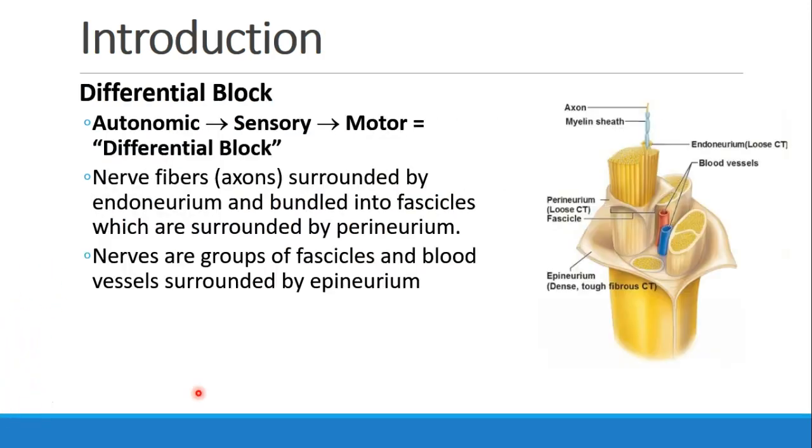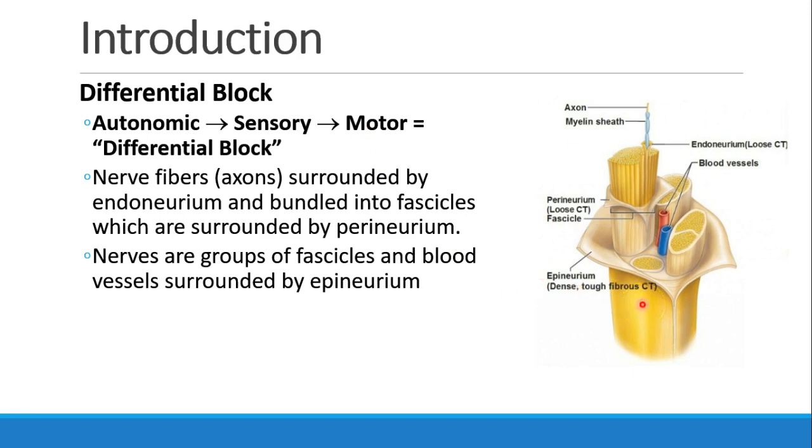We need to understand the concept of differential block, which states that different types of nerves are going to be more or less susceptible to blockade from local anesthetics. That is to say, autonomic fibers tend to get blocked first, and then sensory, and then lastly the motor fibers. To understand this, we should first look at the anatomy of a nerve.